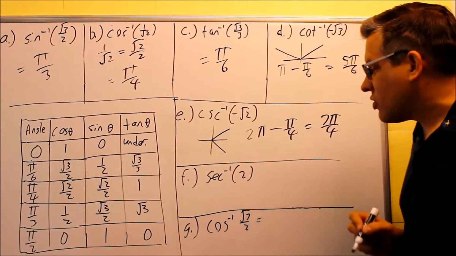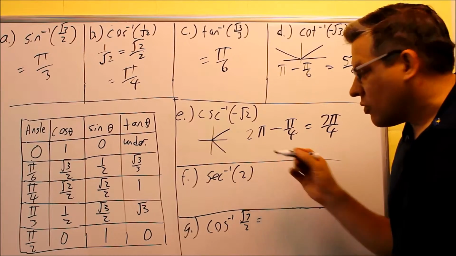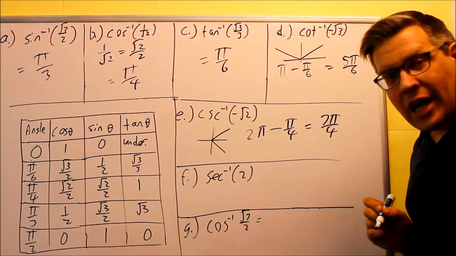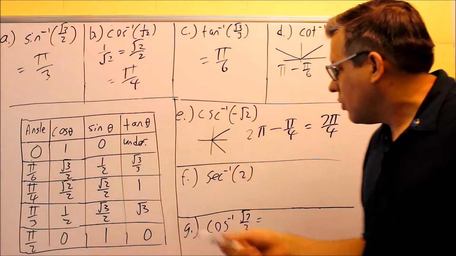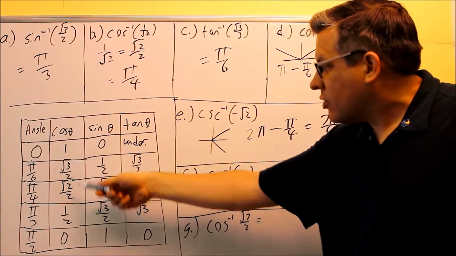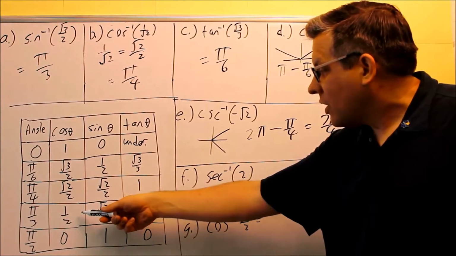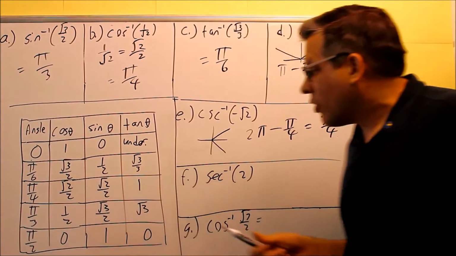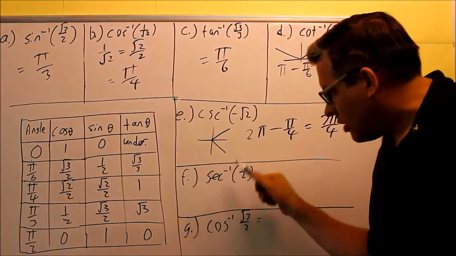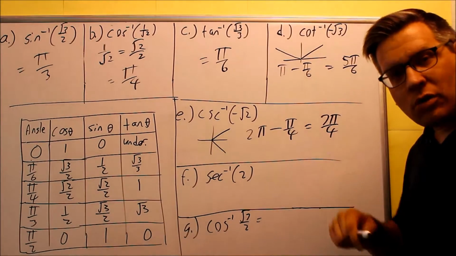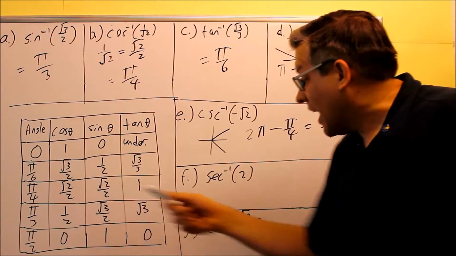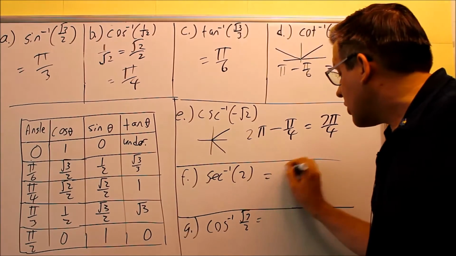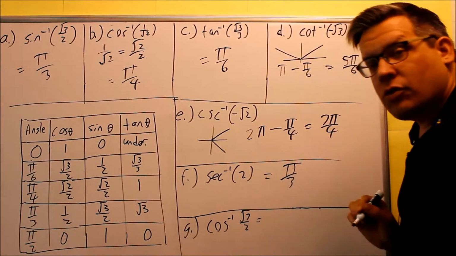Let's look at this one, inverse secant of 2. Okay, so 2 we can write reciprocal as 1/2. Inverse secant refers to this cosine column. We're going to go down until we reach 1/2. That gives us a value of pi over 3. So again, why are we doing 1/2? Because secant is the reciprocal of cosine. So that's why we're going to look at the cosine column. 1/2 is reciprocal of 2. That means that this one's going to be pi over 3.